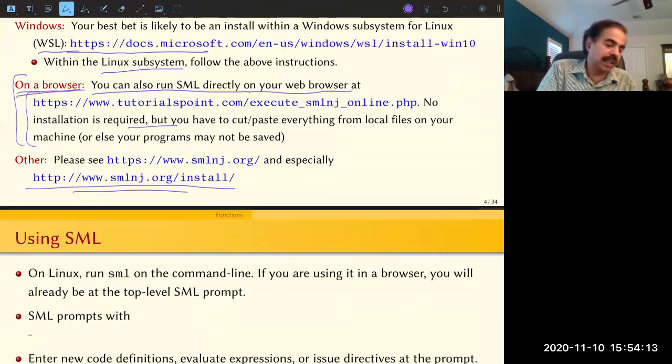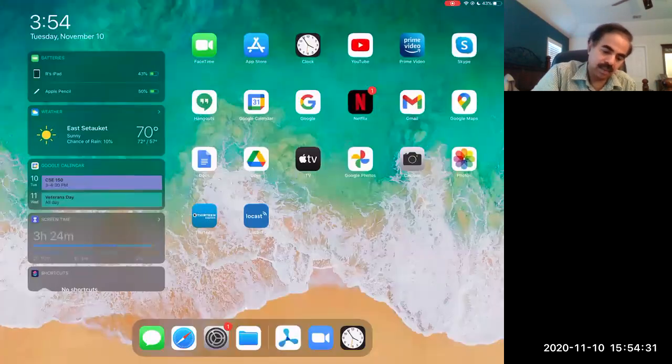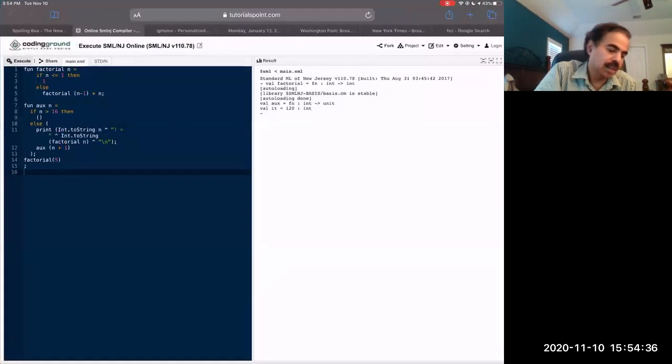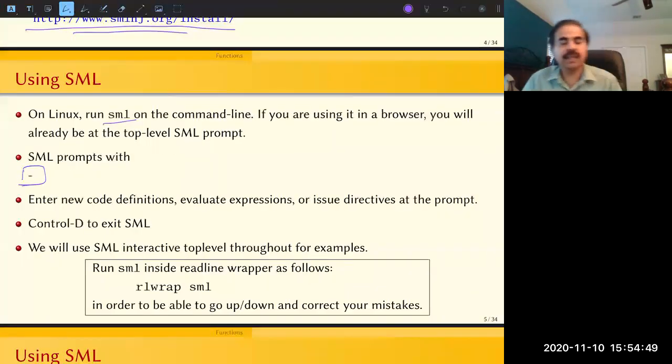So once you install SML, you can run it by simply typing SML in the shell window, and it'll prompt you with a single minus symbol. Let's see what it shows you. I guess this one doesn't show any prompt, but if you have a shell window, it'll show you a prompt which consists of just a single minus symbol.